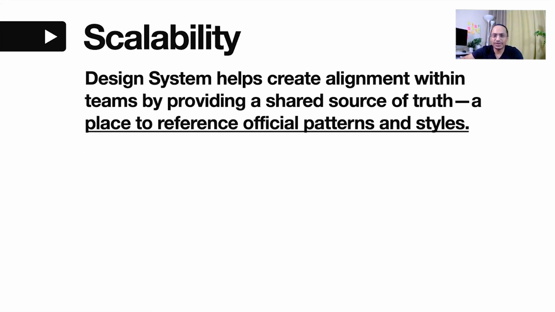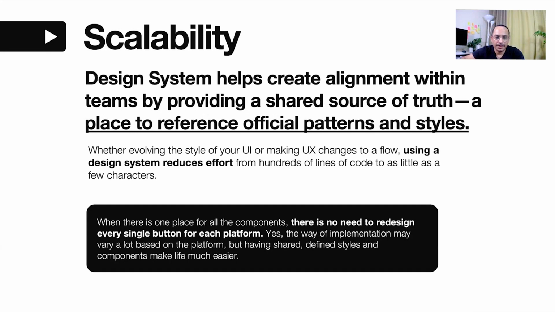Scalability: it is very easy to scale any design because the core components are already there in the system. So you can create n number of screens very quickly. A design system helps create alignment within teams by providing a shared source of truth, a place to reference official patterns and styles. So any team can scale their designs because of the availability of all the basic components. So whether evolving the style of your UI or making UX changes to a flow, using a design system reduces effort from hundreds of lines of code to as little as a few characters.